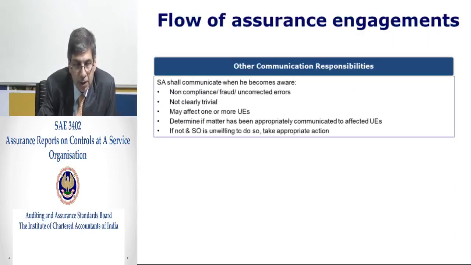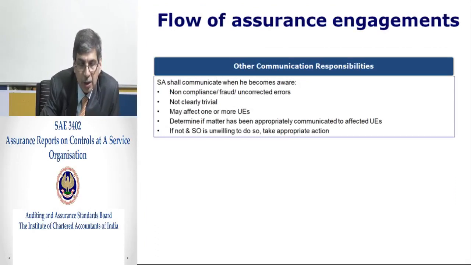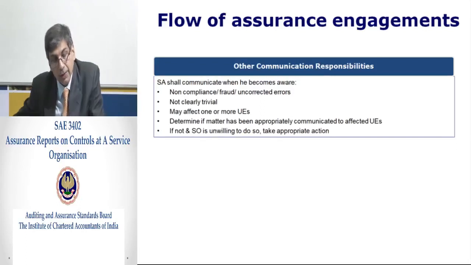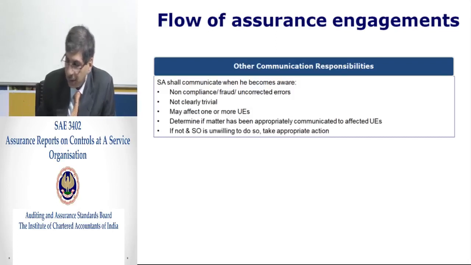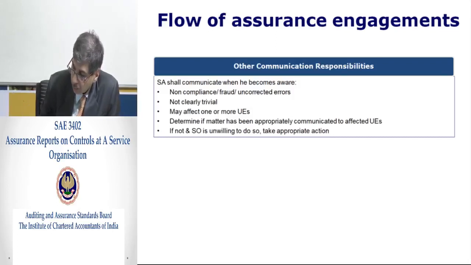What are his other communication responsibilities? If he becomes aware of any non-compliance, fraud, or uncorrected errors, those which are not clearly trivial in nature, that may affect one or more user entities, determine if the matter has been appropriately communicated to affected user entities. If not, then he would need to take appropriate action, which would involve seeking legal advice about consequences, communicating with those charged with governance, modifying his opinion, and/or withdrawing from the engagement.